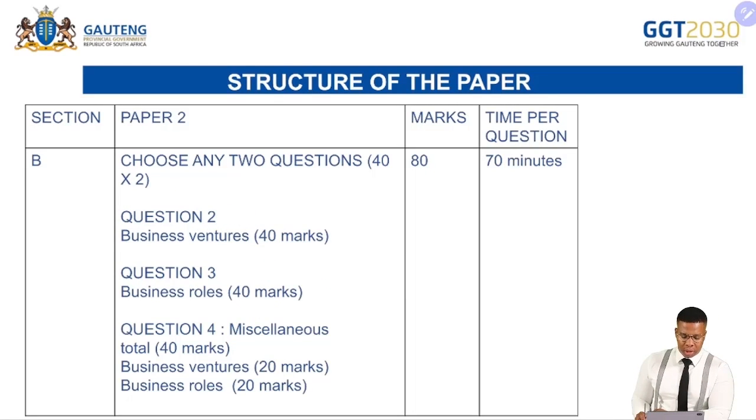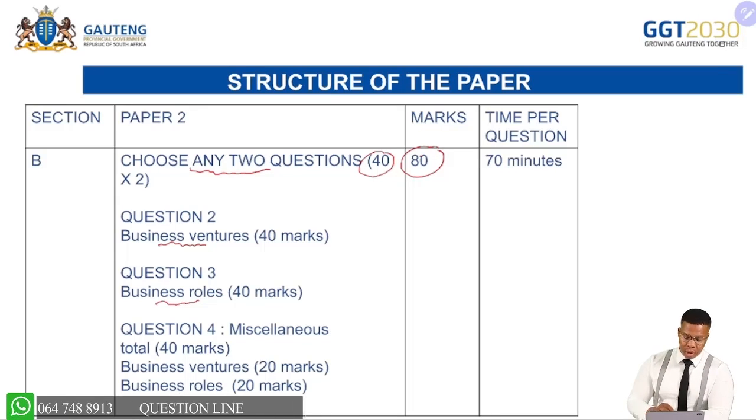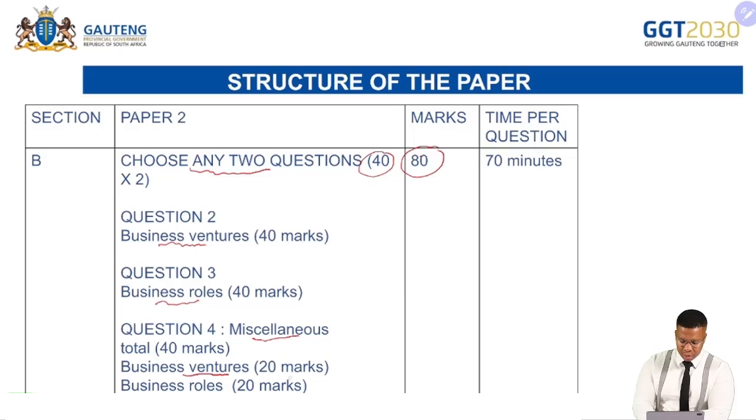Then looking into section B now, you'll be having an instruction there to say choose any two questions, and each question will be allocated 40 marks, and you should choose two, which will get to a total of 80. And then looking into question two will have now questions from the main topic we call business ventures for 40 marks, and question three will have now questions from the business roles for 40 marks. And then when you look into your question four, is your miscellaneous, which is a combination of both your business venture for 20 marks and your business role for 20 marks. And the time allocated for the section will be 70 minutes.